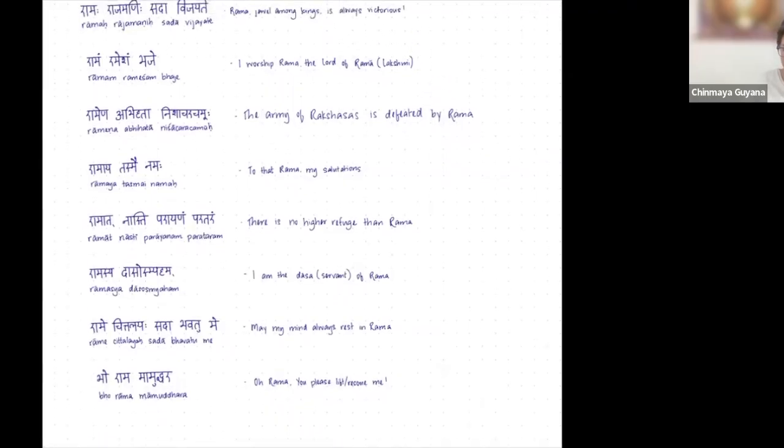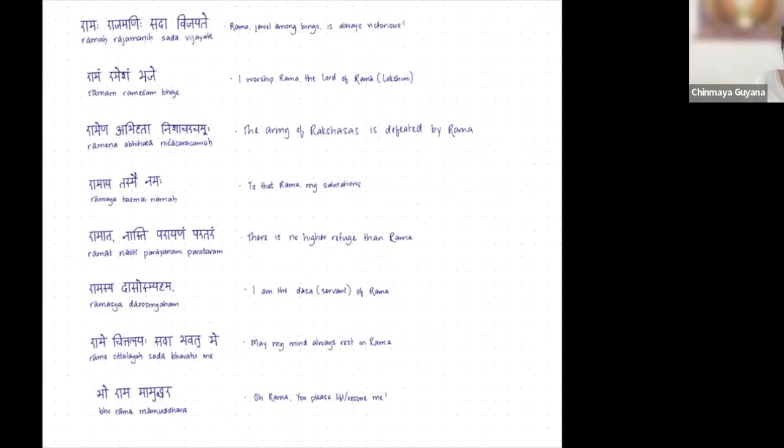It is so cool what happens in this shloka. Just look at this. I think some of you got most of it, but not all.